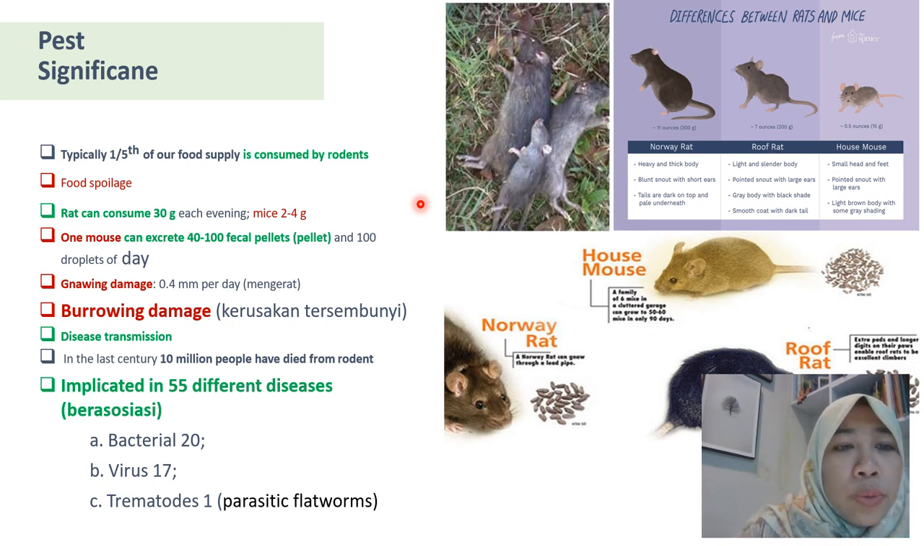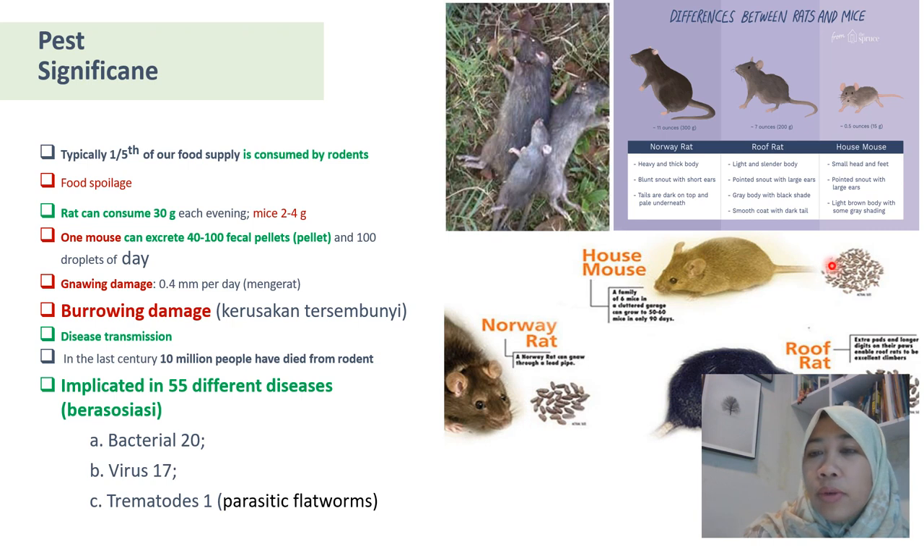Okay. A rat can consume 30 grams each evening, while mice consume 2 to 4 grams. This is a difference between rat and mice. Basically, a rat is usually larger than mice. Mice are smaller. Another difference is the dropping, the poop. The dropping of the rat is larger than that of mice.